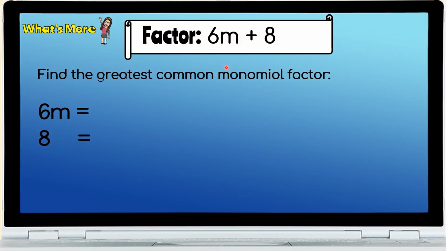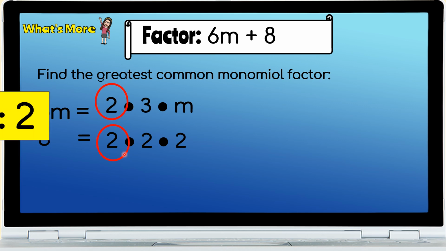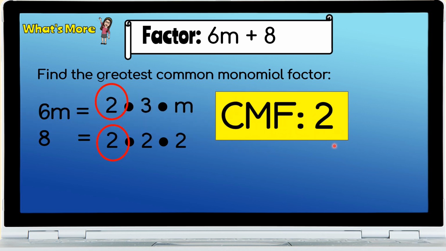We need to factor 6m plus 8. By finding the greatest common monomial factor of each term of this polynomial form, you just need to list all the prime factors. Okay? Lilista mo ulit yung prime factors niya. So, therefore, the first term is 6m, we have 2 times 3 times m. The second term is 8, so therefore, we have 2 times 2 times 2. Then again, just encircle or find the common factors between the first and the second term of our polynomial form. So, that is 2. Therefore, our common monomial factor is 2.